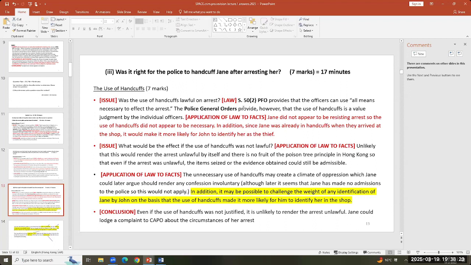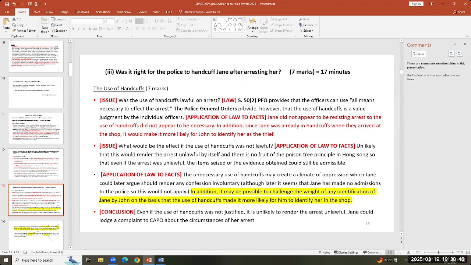So, first issue is it lawful to use handcuffs? We conclude probably not necessary here, but what is the effect of it? It's probably unlikely that this alone is going to make her arrest unlawful to the extent that anything seized from her cannot be produced into evidence.